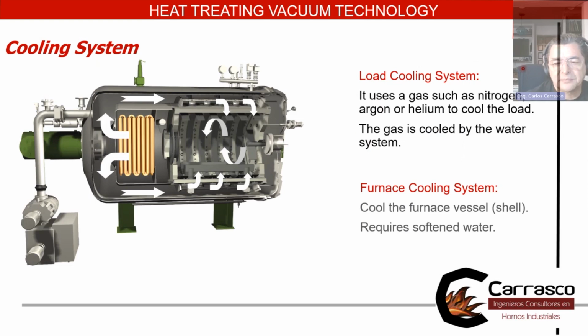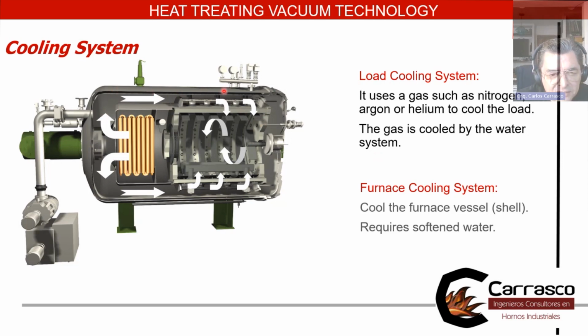The cooling system, as I was explaining, uses nitrogen, or you can use argon or helium, depending on the speed rate I have. Of course, when you use argon or helium, the process is more expensive because of the rareness of the gases. The gas is cooled in the heat exchangers at the back of the furnace, and the recirculation fan sends it back to the load and back again through the heat exchanger. This furnace requires keeping the vessel of the furnace cool.